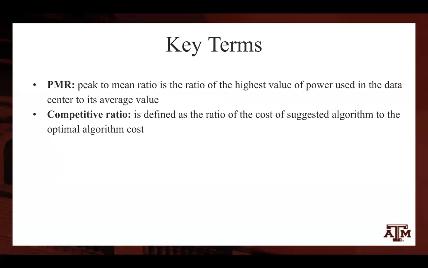And finally, we have competitive ratio, which is an important evaluation metric used in this paper. This is defined as the ratio of the cost of suggested algorithm to the optimal algorithm cost. We should try to find an algorithm that has a lower competitive ratio.